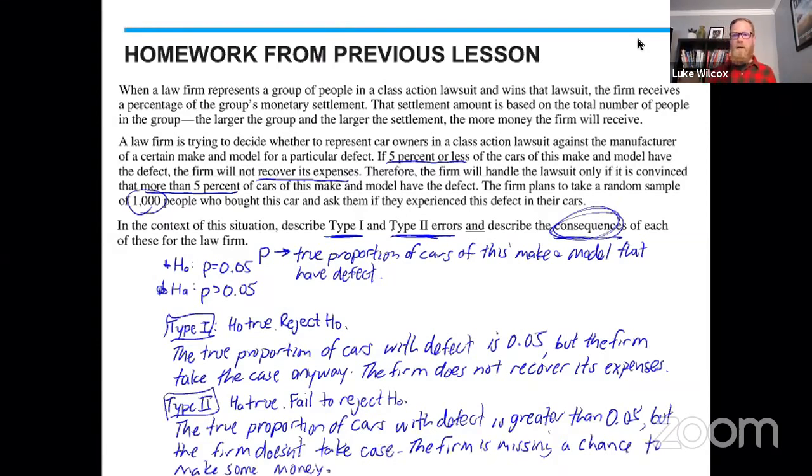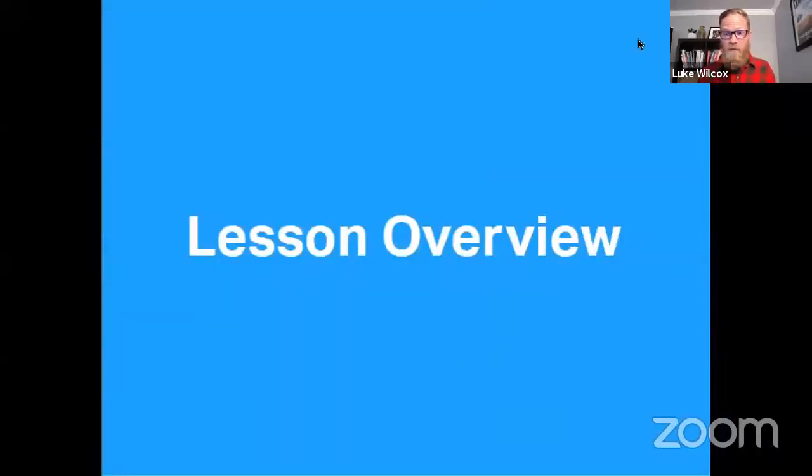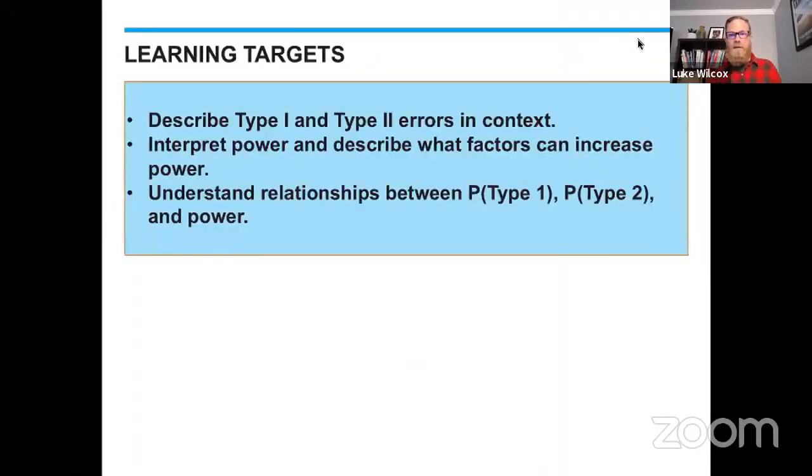Now, if that all came pretty quick to you and you're still a little bit fuzzy about type 1 error and type 2 error, don't worry, that's what today's lesson is all about. So we are going to dig into this idea of type 1 and type 2 error, as well as the idea of power of a significance test. So let me give you the overview, and that means that I'm going to go to my learning targets for the day. And there are going to be 3 of them.